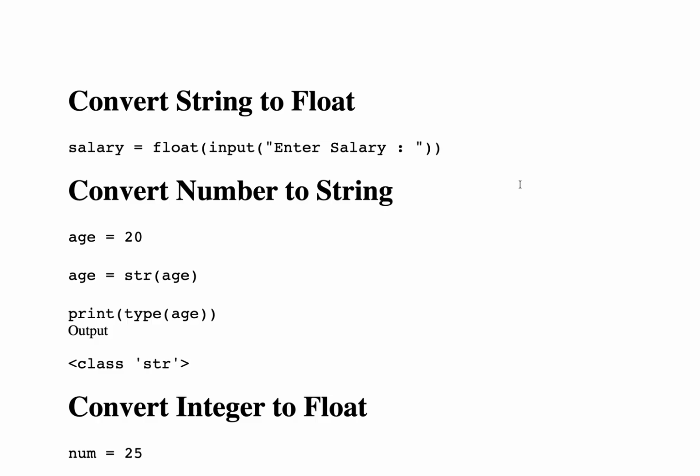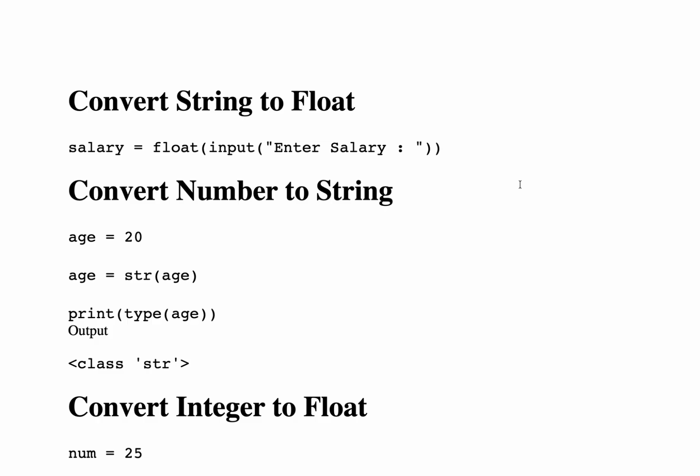Converting to float. Suppose we ask the user for their height. Height often contains decimal values, for example 5.8 or 5.5. In such cases, we can use float. height = float(input("Enter your height")), print(height). Now Python stores the value as a floating point number. We can verify it. print(type(height)), output class float.